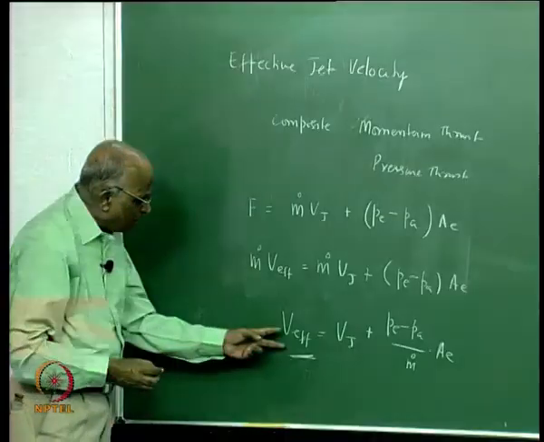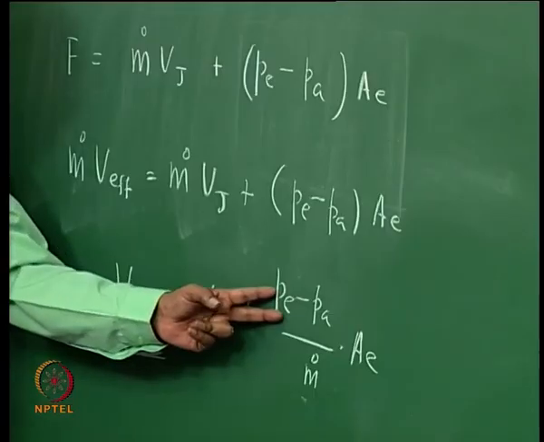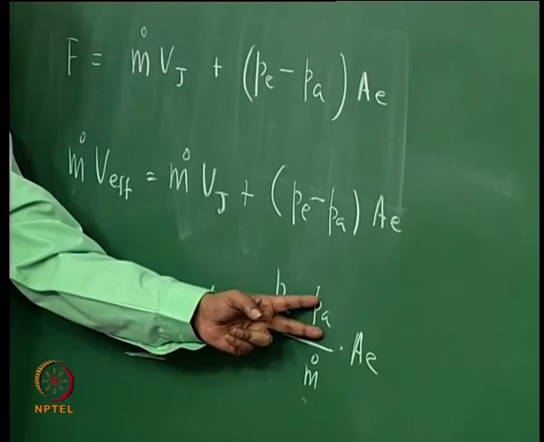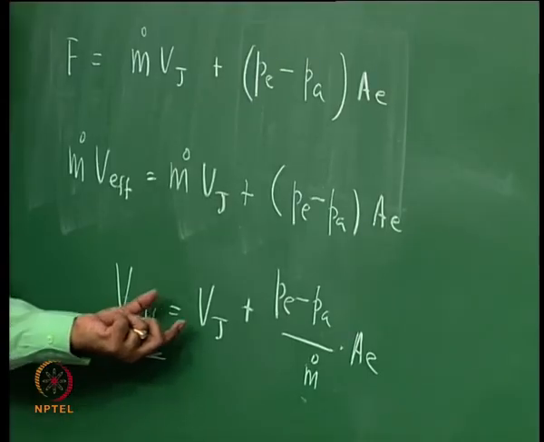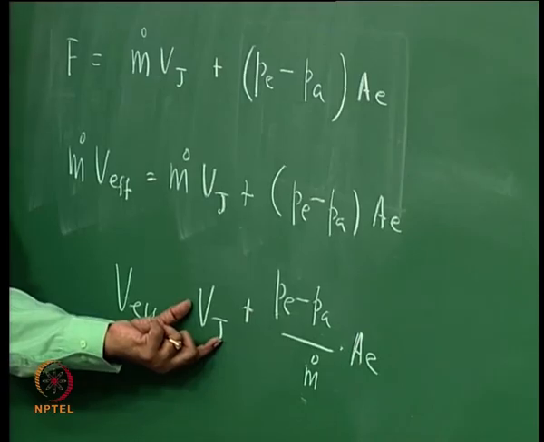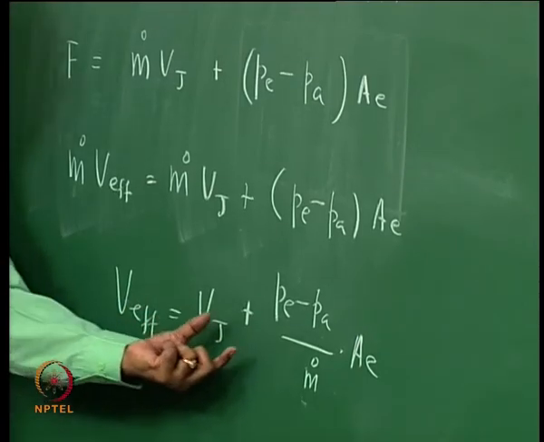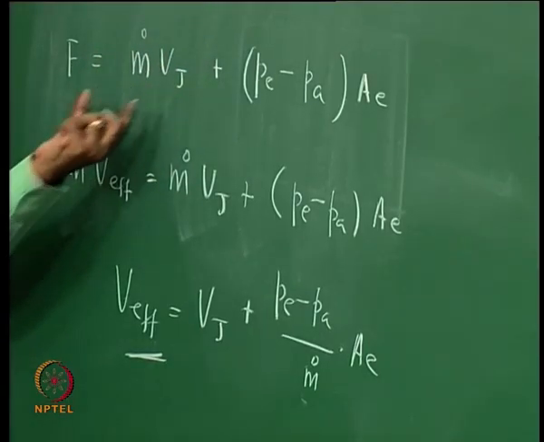And when a nozzle is not adapted, that means the exit pressure is different from the ambient pressure at that particular altitude, the effective jet velocity is different from the jet velocity at the exit of the nozzle. This is to take care of the pressure thrust in addition to the momentum thrust over here.